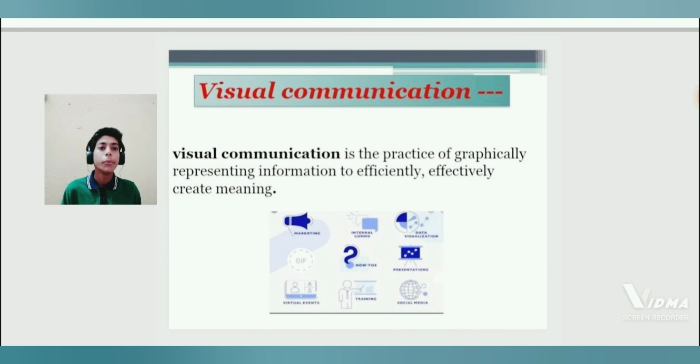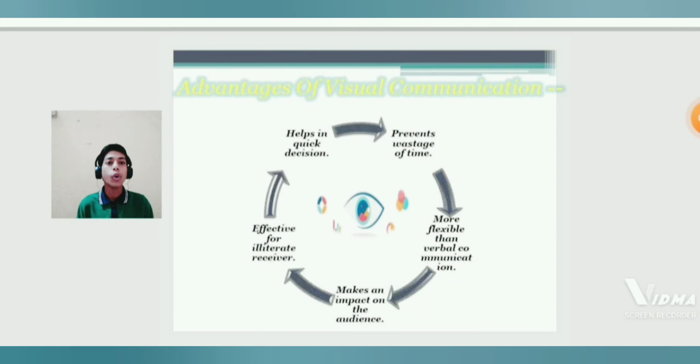The third type of communication is visual communication. Visual communication is the practice of graphically representing information to effectively and efficiently create meaning. Advantages of visual communication: there are 5 main advantages. These are: prevents wastage of time, more flexible than verbal communication, makes an impact on the audience, effective for literate receivers, and helps in quick decisions.